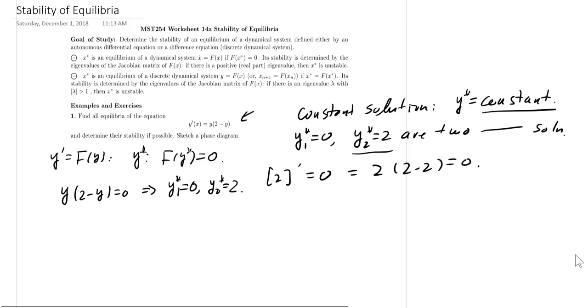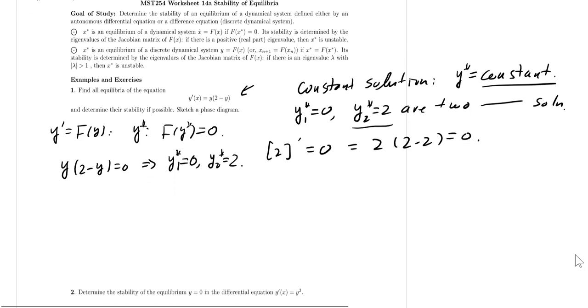And what do we mean by stability of equilibrium? From an economics perspective, it means if your quantity is not at equilibrium but nearby, then after some time the quantity should approach the equilibrium. That's called stable. If it leaves the equilibrium, that's called unstable.